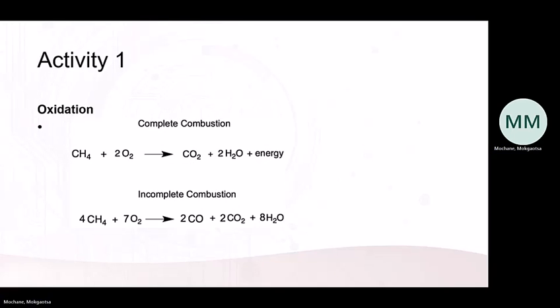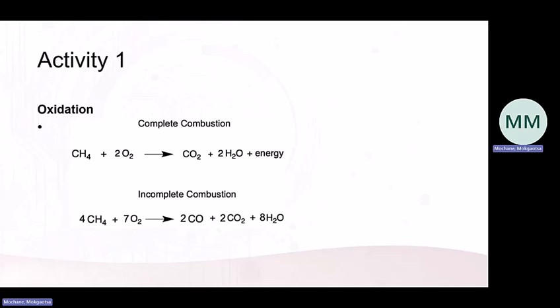Now, there's an activity here. When you look at this activity, it's an oxidation of methane in the presence of oxygen. When you look at the two reactions, the one says it's a complete combustion, and the one at the bottom says incomplete combustion. So there's a huge difference between the two reactions. In the first, methane undergoes complete combustion because the products we get are the ones we are familiar with: carbon dioxide, water, as well as the release of energy.